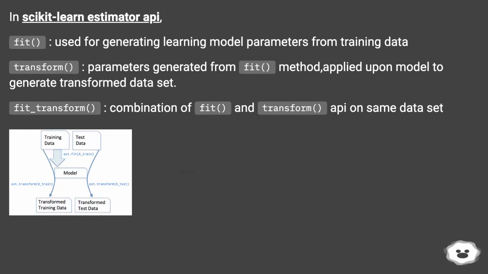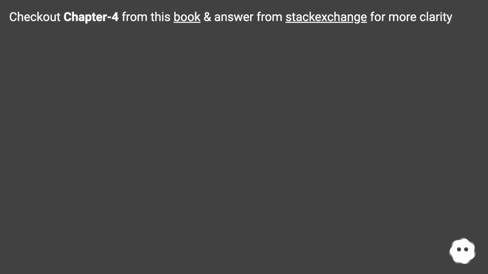In the scikit-learn estimator API, fit is used for generating learning model parameters from training data. Transform applies the parameters generated from the fit method upon the model to generate a transformed data set. Fit_transform is a combination of fit and transform API on the same data set. Check out Chapter 4 from this book and the answer from Stack Exchange for more clarity.